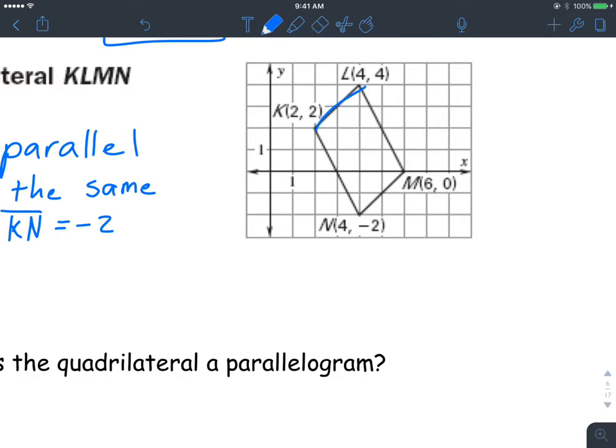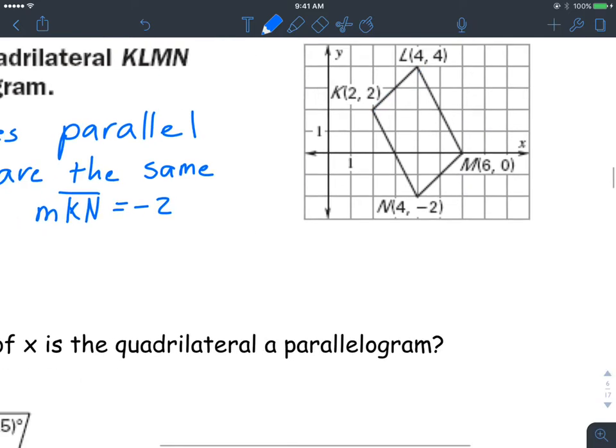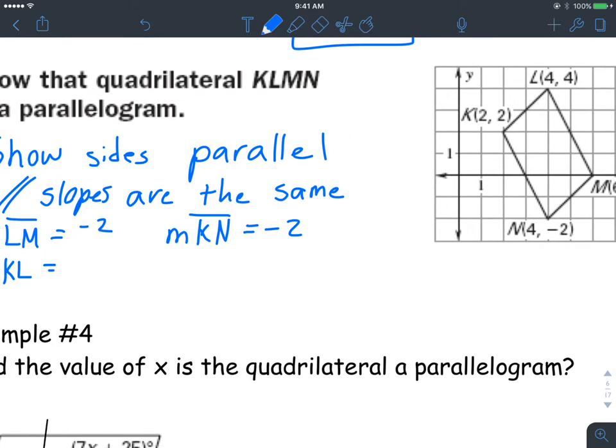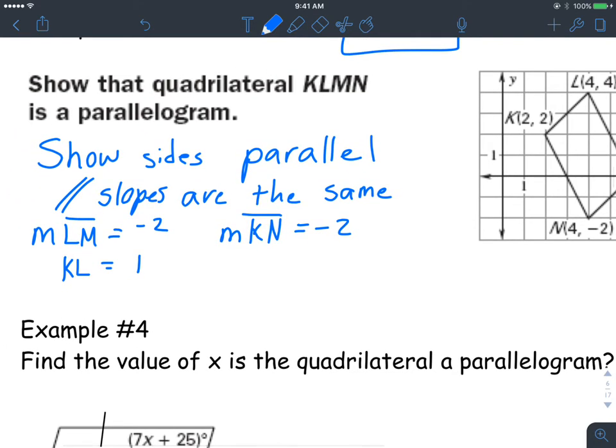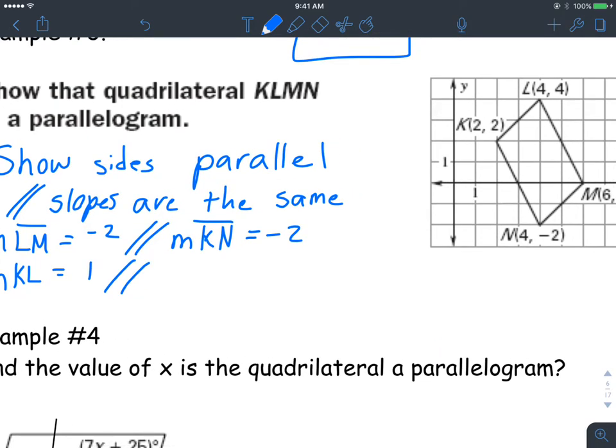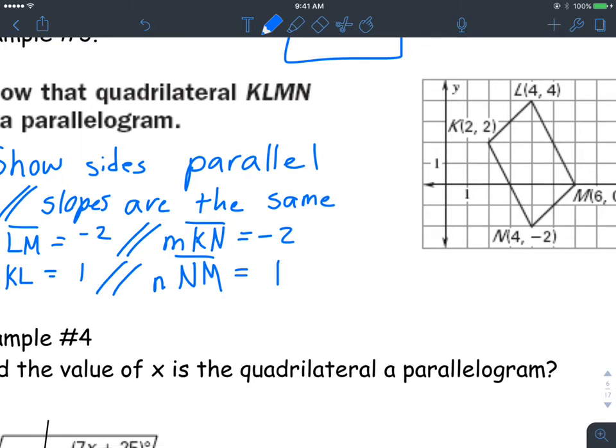You need all opposite sides being parallel. So we can go find the slopes of those two lines right there. You've got KL now, and that looks like it's going up 1 over 1, so that would be a slope of 1. And then NM, kind of like that right there, is also 1. The slope is up 1 over 1, up 1 over 1, so you're good to go there.